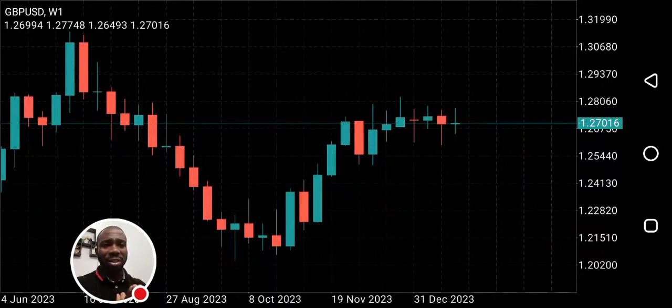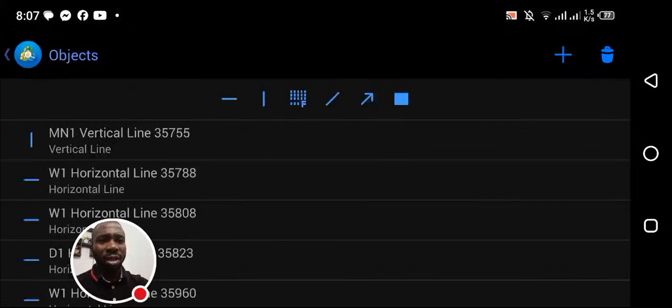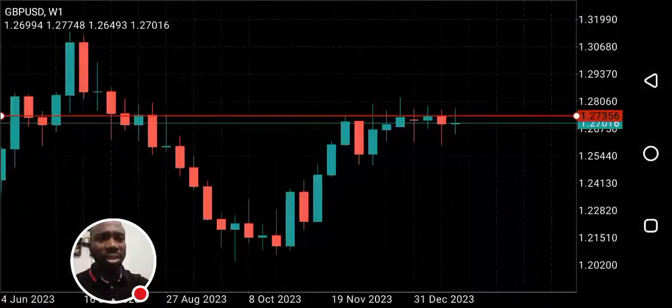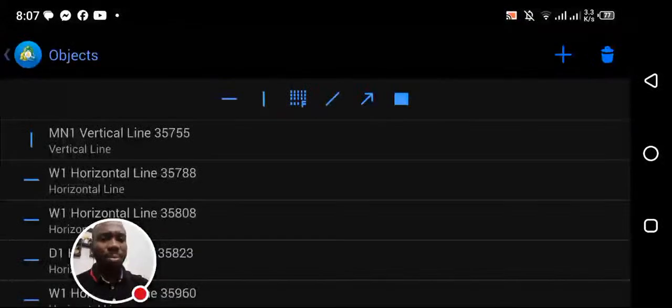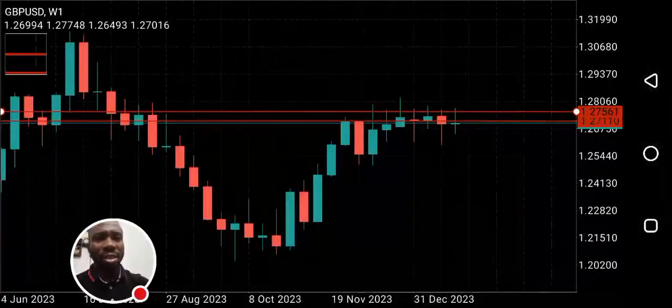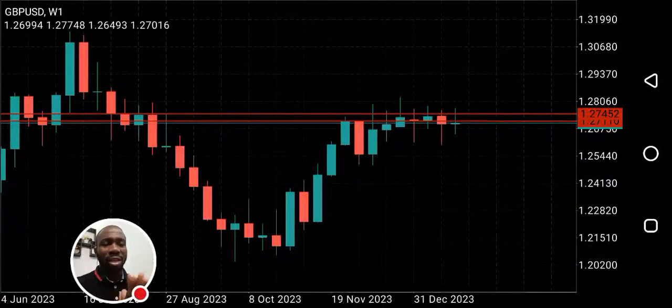So if you look at the GBP USD chart, you will see that it has been in a range. I think it's been trying to break. We have a resistance here. Can you see this? We have a resistance here, and if you go back, you would see we had a resistance here. So you can see price has been trying to break that resistance level.